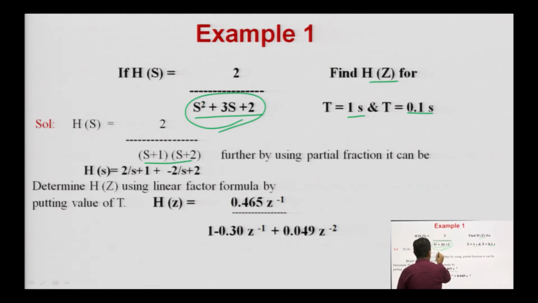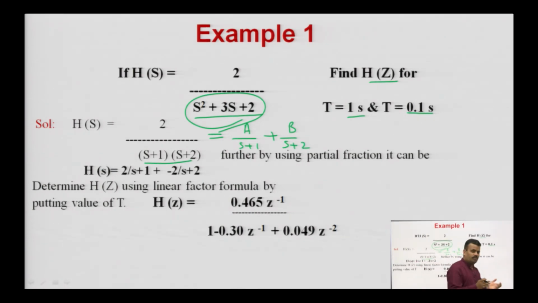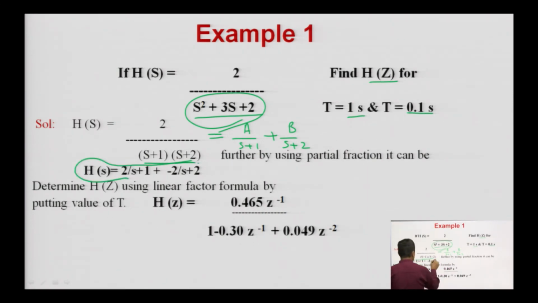Now, you can write this into partial fraction form like A upon s plus 1 plus B upon s plus 2. Now, by the simple method in mathematics, you know very well how you calculate the value of A and B. If you calculate the A and B value here, then you will get H(s) is equal to this one. Okay. Now, these both are the linear factors, like 2 upon s plus 1 and minus 2 upon s plus 2, then you can convert directly into the formula.